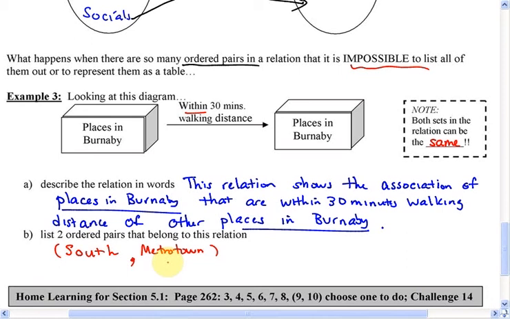Okay, what else? Get another example. I don't know where your house is. Think of other places where everyone knows. How about this? Central Park. Do we all know where Central Park is? That's in Burnaby. So what is within 30 minutes from Central Park? Metrotown. Okay. Is Burnaby just Metrotown? Really? Okay.